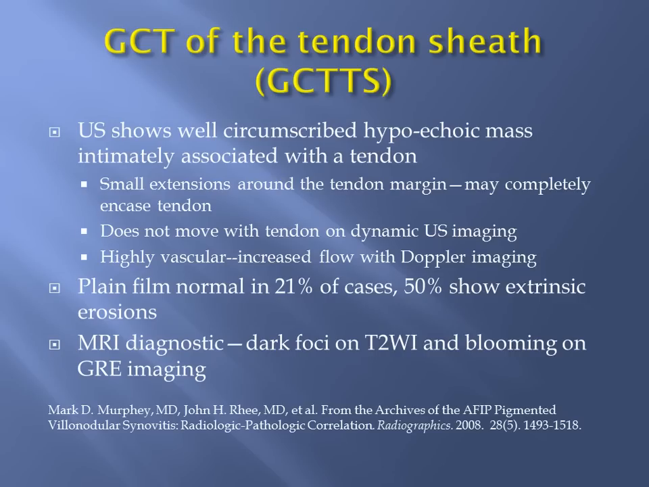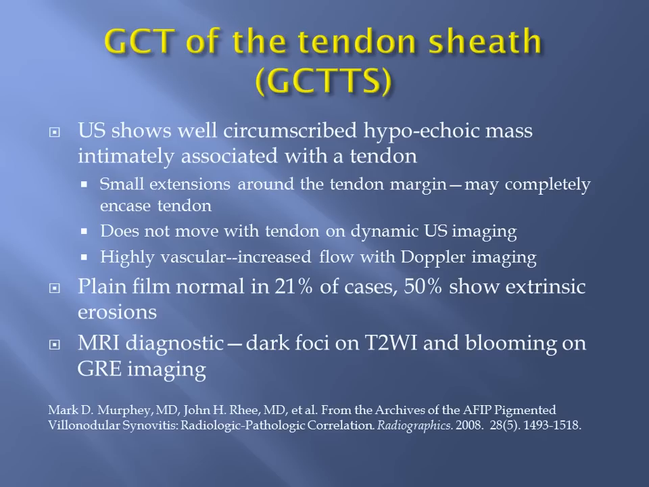Ultrasound will show a well circumscribed hypoechoic mass intimately associated with the tendon. Can have small extensions of the mass around the margins of the tendon, or it can completely encase the tendon. On dynamic imaging, this does not move with the tendon because this is a synovial process. So ultrasound is excellent in this regard. It's highly vascular, and you'll see increased flow on Doppler imaging.